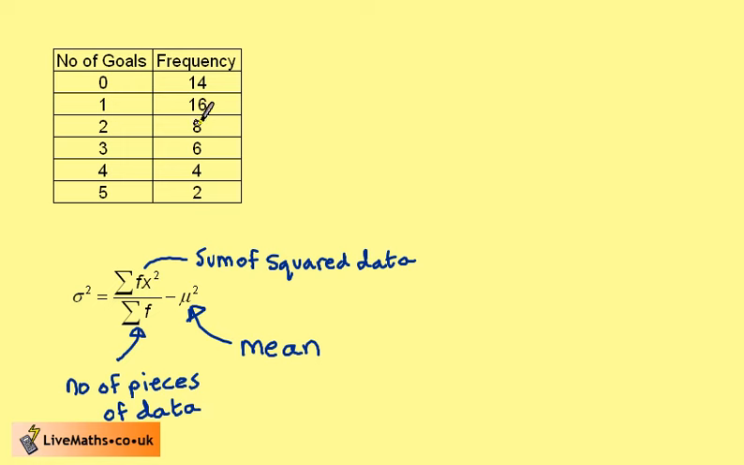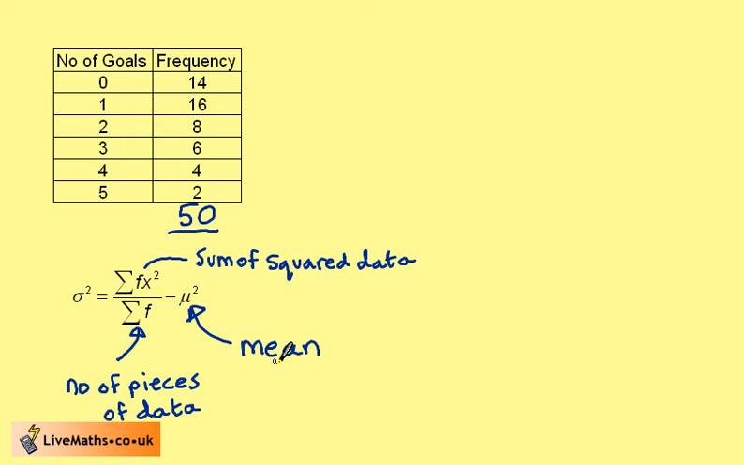Let's look at our frequency distribution. We have 14 pieces of data which are 0, then 16 which are 1, 8 which are 2, 6 which are 3, and so on. If we want to know the number of pieces of data we have, we simply add the frequency column. This gives us sigma f, the number of pieces of data we have, and adding this column gives us 50.